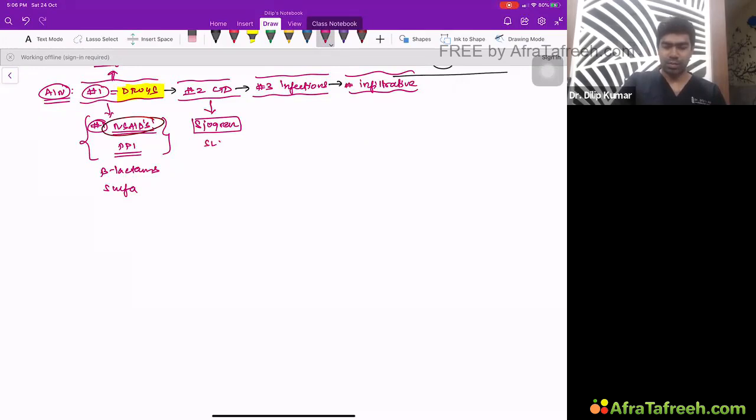And SLE, of course. SLE can cause so much of a problem, but typically it will be lupus nephritis. But remember, lupus nephritis will have a different picture. I told you already, type 1, how it will come.